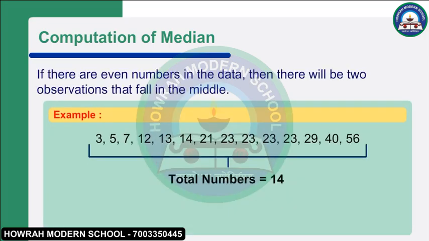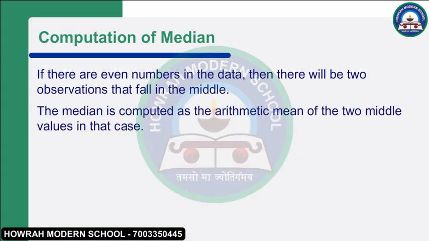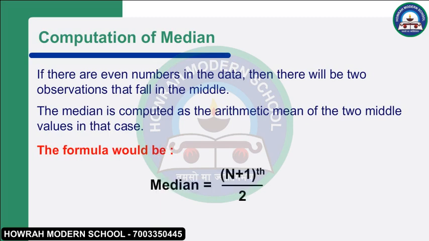If there is an even number of observations in the data, then there will be two observations that fall in the middle. The median is computed as the arithmetic mean of the two middle values in that case. The formula would be median is equal to the (n plus 1) upon 2 th item.